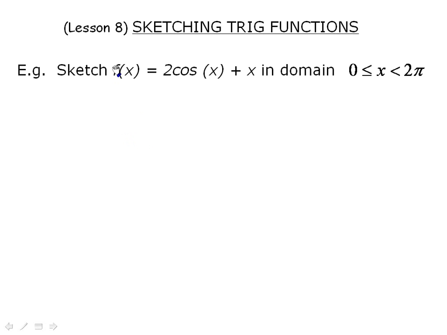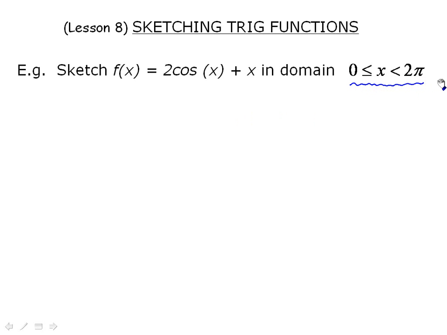f of x is equal to 2 cos x plus x, in a pretty conventional domain between 0 and 2 pi. So we get basically what probably is one full cycle, although we shall see. Now the method is the same as always. We would want to note the domain if there's any issue with it, but the domain is given, and because it's a cosine function and a linear function, there are no gaps in it, so we know it's continuous and we don't have to do any exploration.